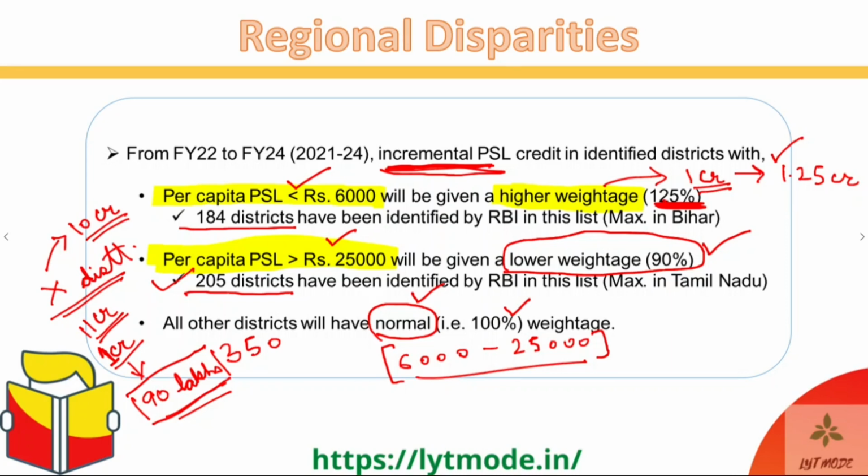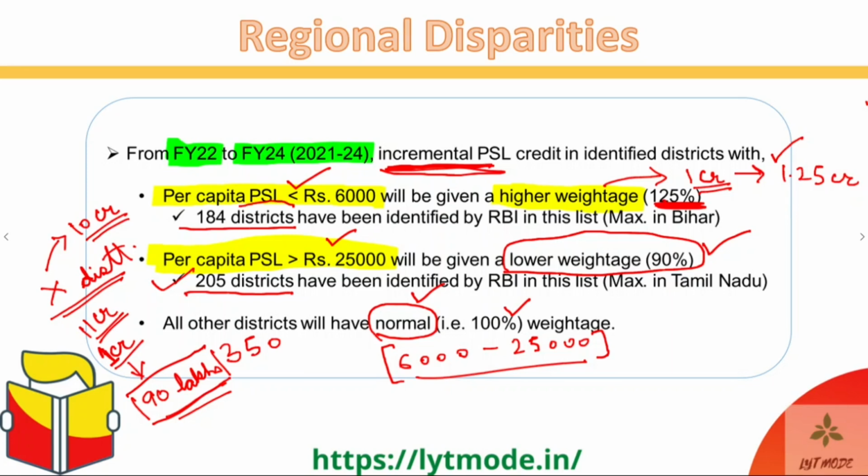Okay, guys. An interesting fact is that this will only be in force till FY 2024. This entire higher and lower weightage target for regional disparities has been put in place only for FY 22, that is next year, to FY 24, that is 31 March 2024. Beyond that, it depends on the RBI what will be done. Another interesting fact I wanted to tell you is that this can be asked. There's a high chance, so you should know this at least.